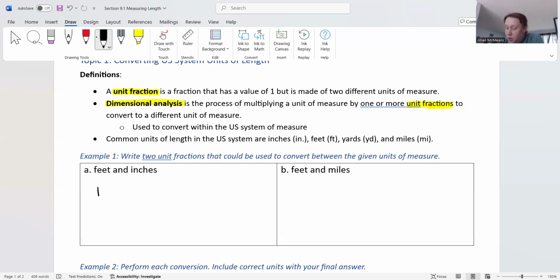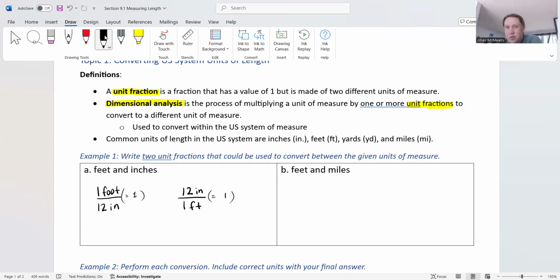Well, I already know that 1 foot is the same exact amount as 12 inches. So this is a unit fraction. This fraction technically has a value of 1. Okay? Now I could write almost the exact same fraction, just flip it upside down. So instead of having 1 foot in the numerator, I could say, okay, I have 12 inches divided by 1 foot. And again, that has a value of 1 because 12 inches is the same length as 1 foot. Okay?